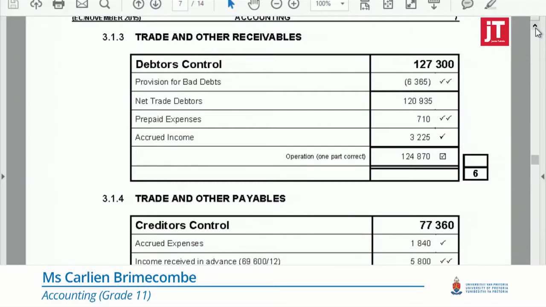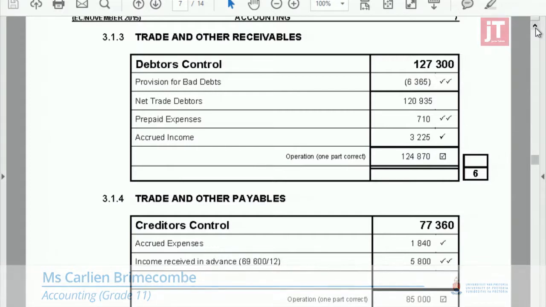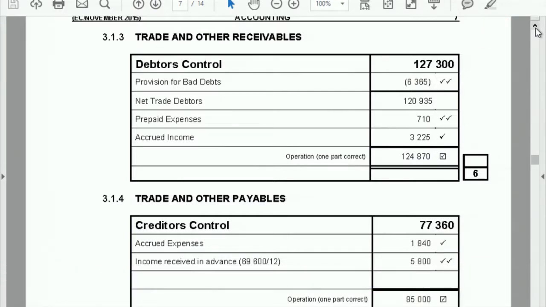Any problems with trade and other receivables? Right, you can see all of it were accuracy marks. The balance did it. Good. Well done.